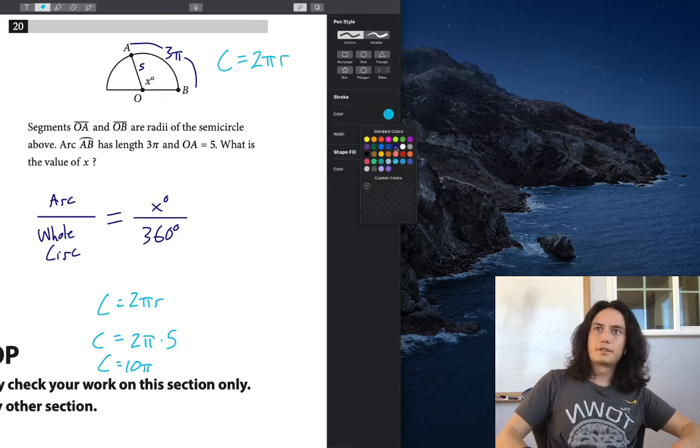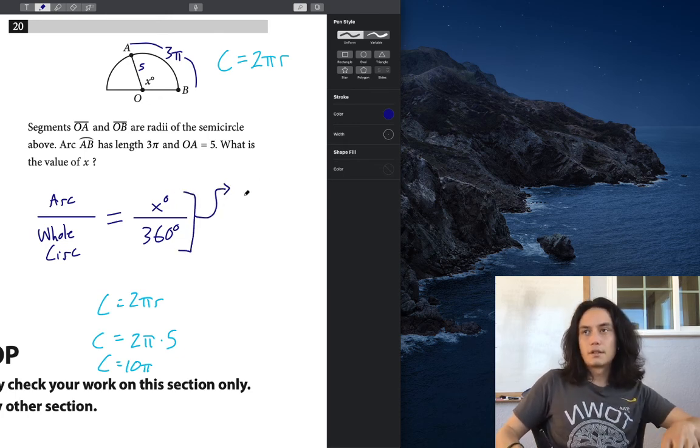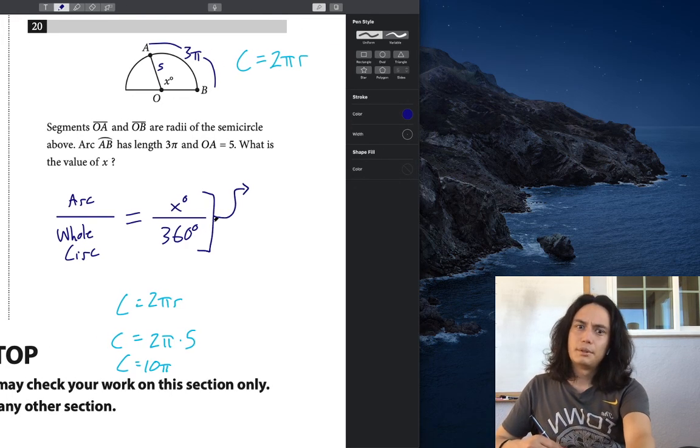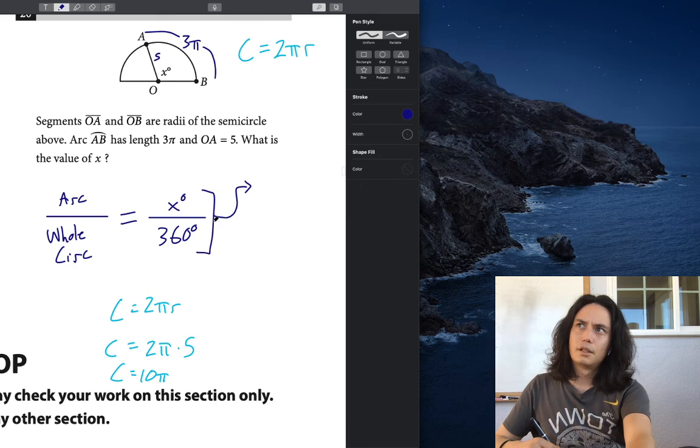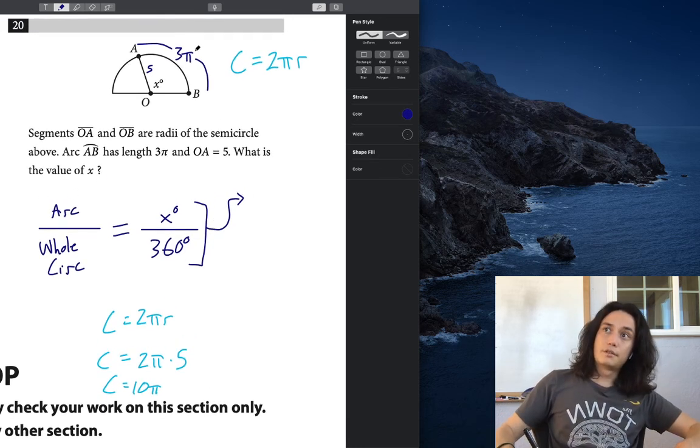And now we're going to start plugging stuff into this main equation. So here, I'm going to take this, and we're going to do a bunch of substitutions. The arc is going to be, let's see if I can zoom in a little. Maybe not. The arc is this. This is how long the arc is. That's 3 pi.